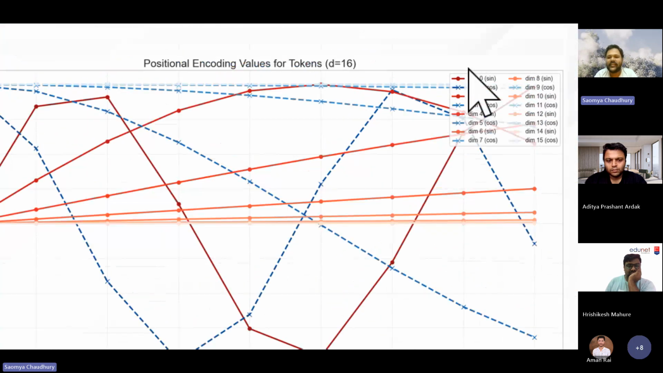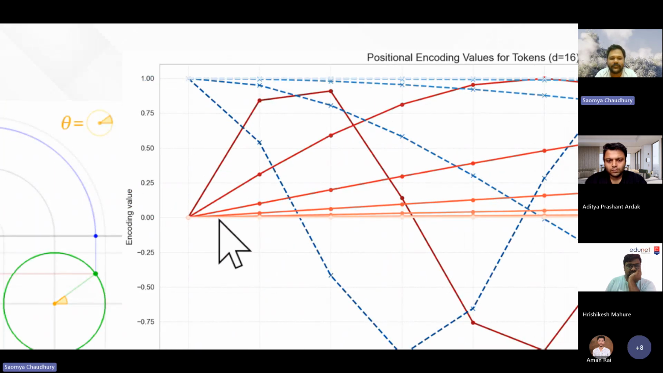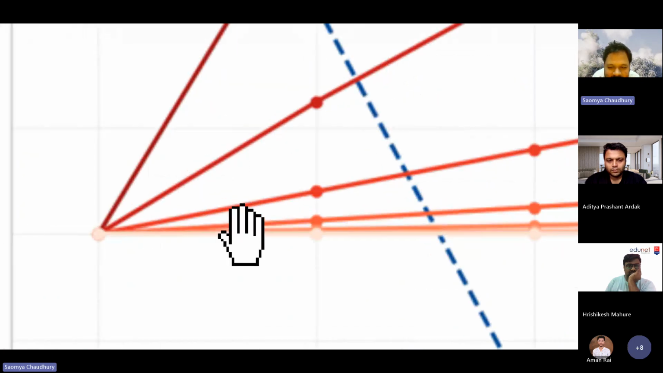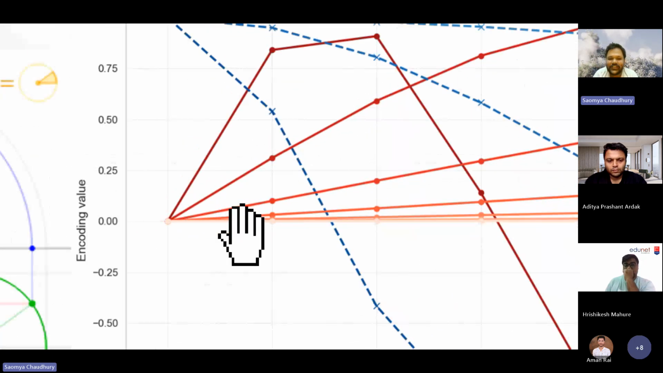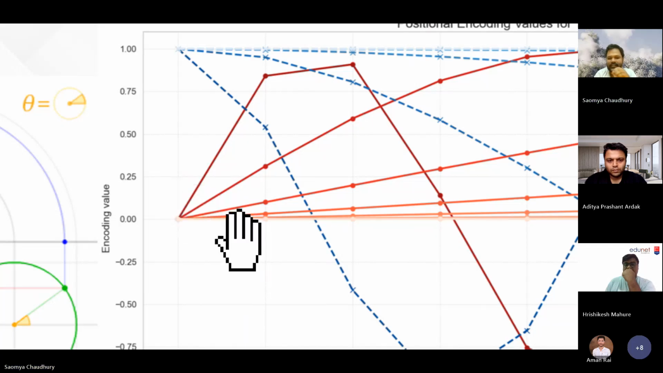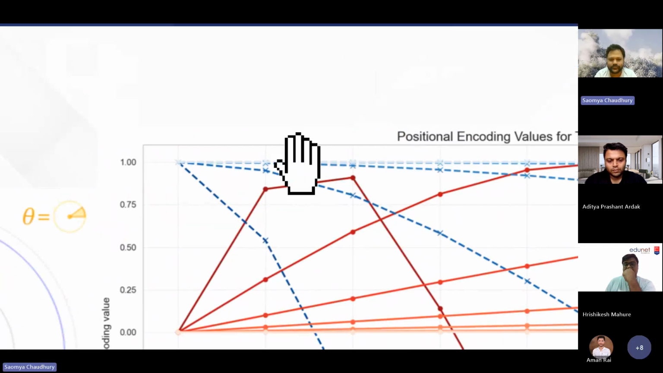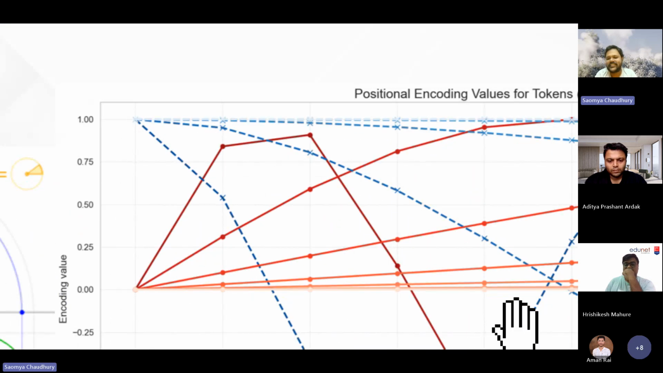You can see here, right? It shows dimension 0, 1, 2, 3, and so on till dimension 15. You can see 8 of them. 8 of them would be coming from sine, and the other 8 will be coming from the cos position. Do you get it? Is it understandable?